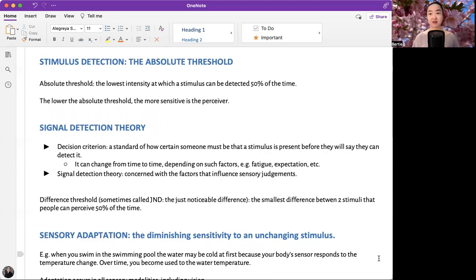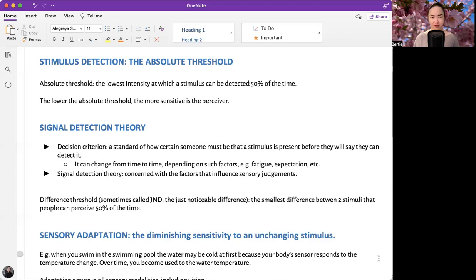Signal detection theory. Decision criterion, a standard of how certain someone must be that a stimulus is present before they will say they can detect it. It can change from time to time depending on such factors as, for example, fatigue, expectation, etc. Signal detection theory is concerned with the factors that influence sensory judgments.